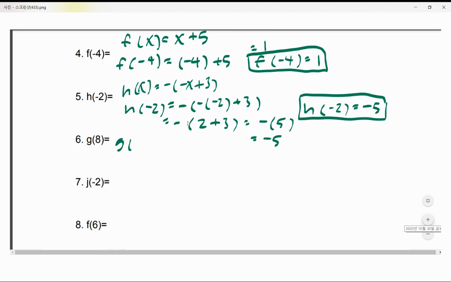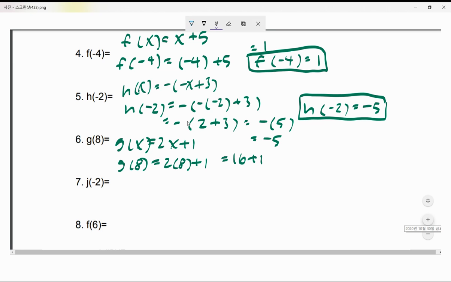g function. g(x) equals 2x plus 1. We are given g(8), so 2 times 8 plus 1. Right? So 2 times 8 is 16 plus 1. So g(8) would equal 17. Okay?